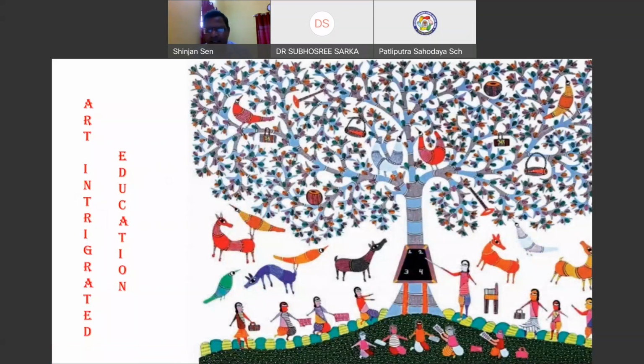Now, all of you can see this picture or a painting or an illustration, where we can see that a teacher is teaching in a particular classroom. It's an open classroom. There's a tree, there are birds, there are musical instruments, there are animals. They are colored in various ways. There are children coming to school wearing different types of dress. So all these represent some sort of art in learning. And when you infuse it, it becomes art integrated education.